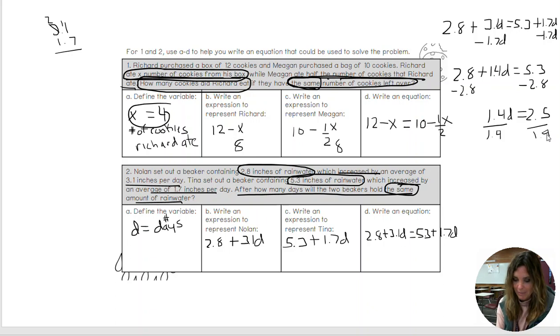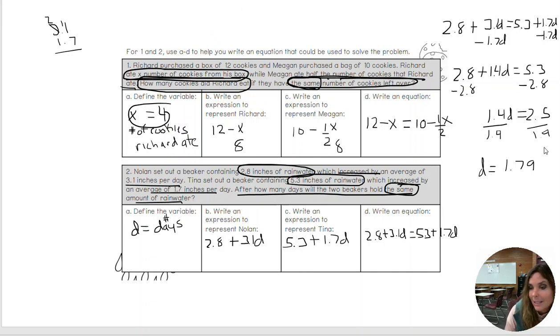So 2.5 divided by 1.4 is a decimal that doesn't repeat, and it doesn't end actually. So let's go ahead and round this to the hundredth spot. When you put that in your calculator, you'll see that it is a decimal that doesn't repeat or end. So we're going to just round this to the hundredths, 1.79.